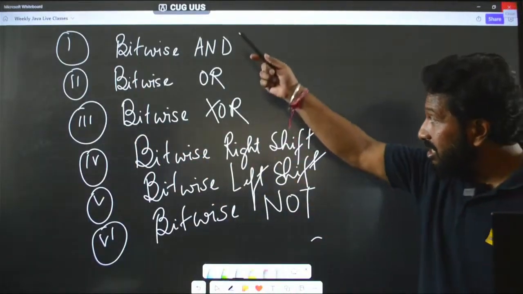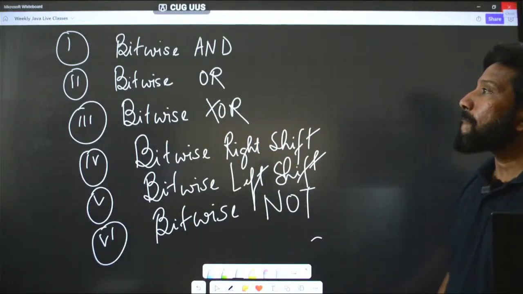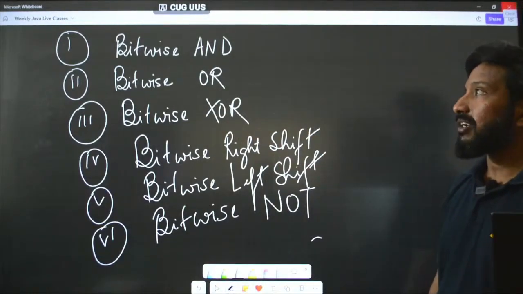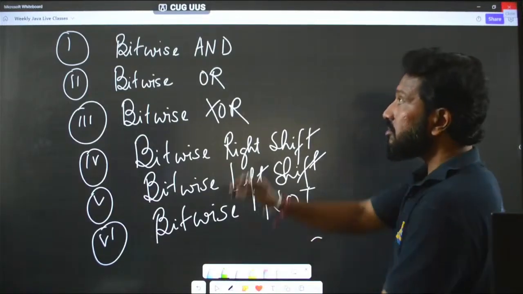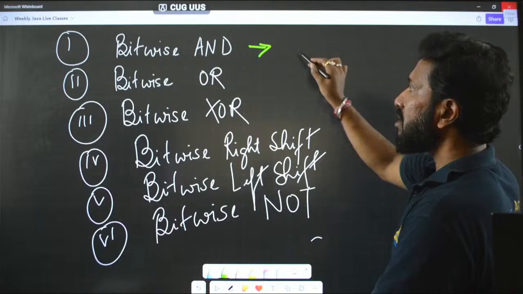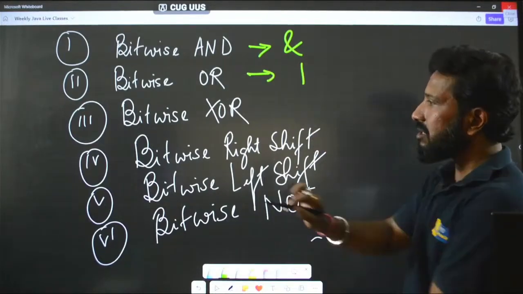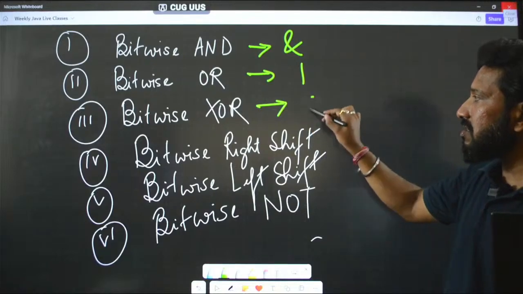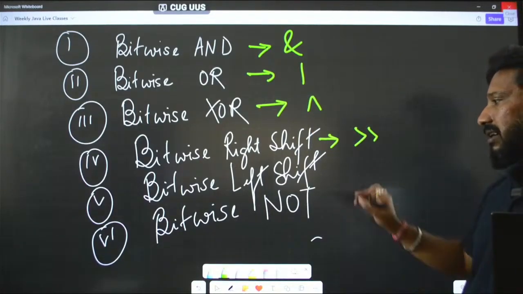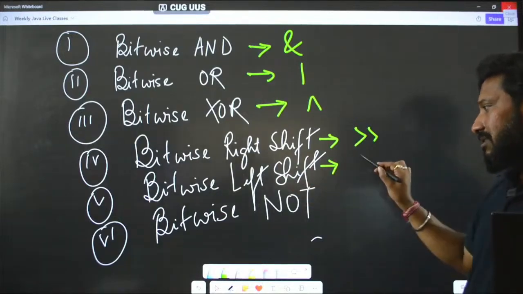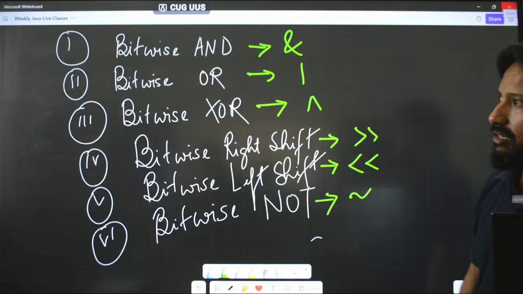So these are the 6 bitwise operators that we have in our bitwise operator section. In operators, and guys, all of these have particular symbols. So the bitwise AND symbol is this one, the bitwise OR symbol is this one, the bitwise XOR symbol is this one, the right shift symbol is double brackets like this, the bitwise left shift symbol is like this, and the bitwise NOT symbol is like this.